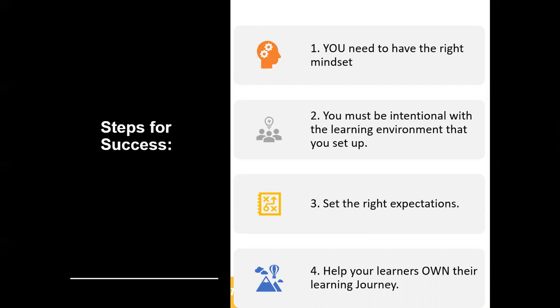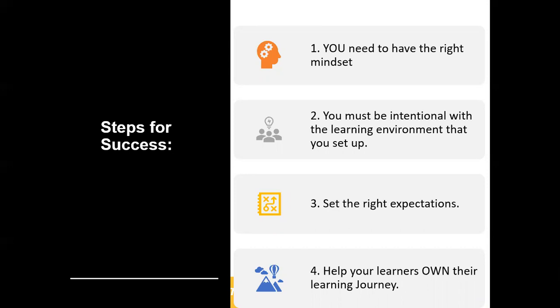Okay. And if you don't have the right mindset, then you may take things personally, or you may wonder why the same thing keeps happening and all of that. Learning environment is critically important, but if you know how to do that, then you'll be able to create predictable results. Right expectations make the learners feel safe, secure, and willing and ready to learn.